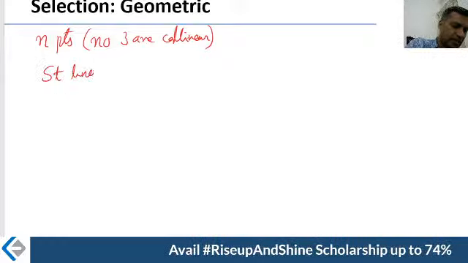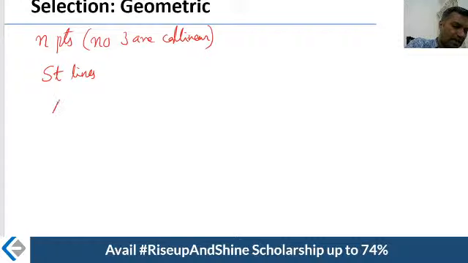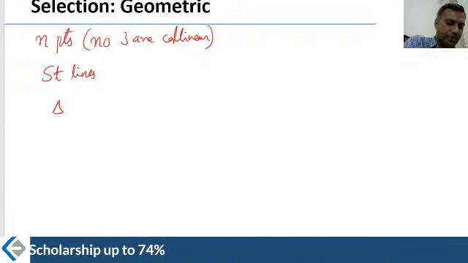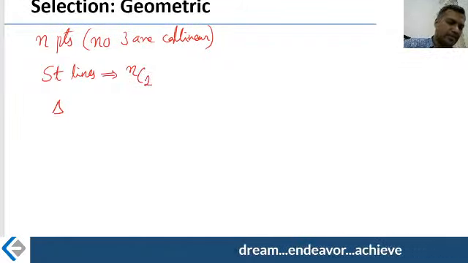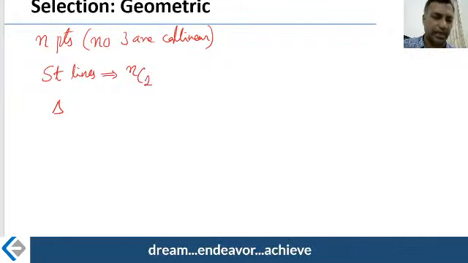How many straight lines can be formed? How many triangles can be formed? Generally, these are the 2 typical questions that are going to be asked. The number of straight lines that can be formed is nothing but nC2. Why nC2? To form a straight line, if there are n points in the plane, you just have to select 2 points.